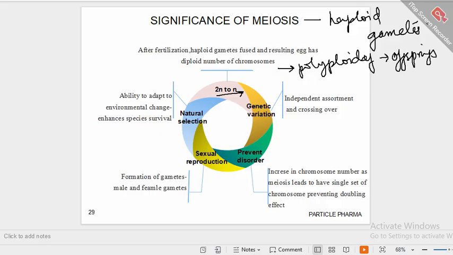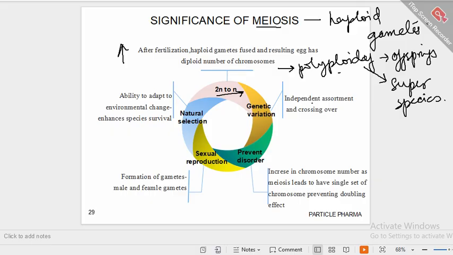What will happen if organisms divide only through mitosis? Just imagine there was no meiosis, and organisms are going to get divided by mitosis. There will be an increased number of chromosomes in every offspring. Again it will lead to polyploidy, again it will lead to the formation of superspecies. So that's why meiosis is required.